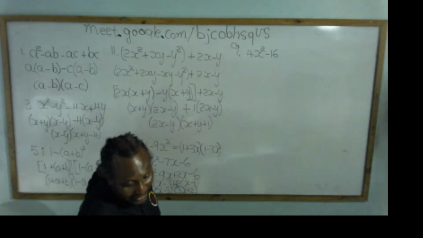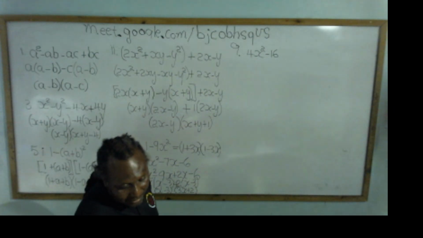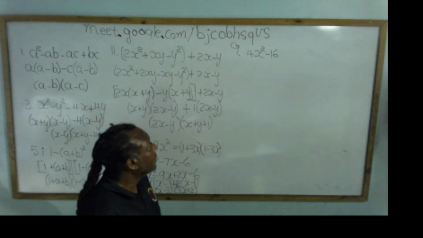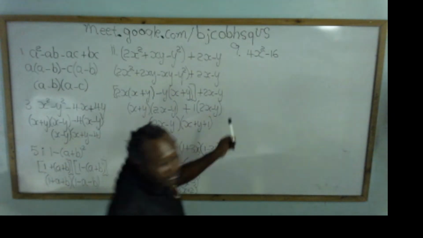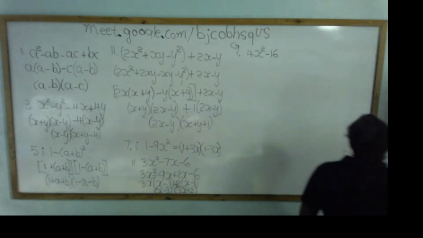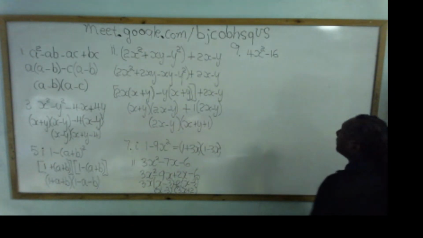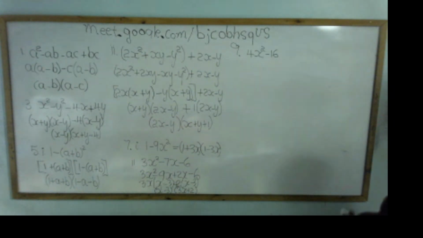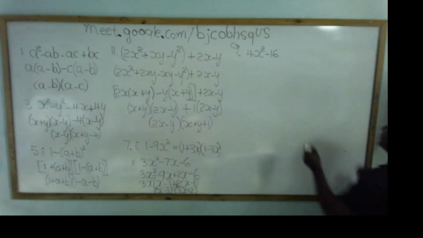Two x squared minus 4. Alright. Well, this is in the form of a difference of two squares. No doubt. So because it's in the form of a difference of two squares, the students might want to factorize it like this.